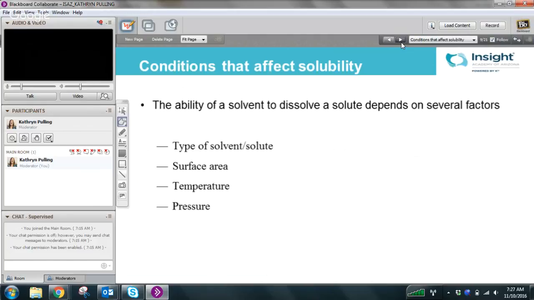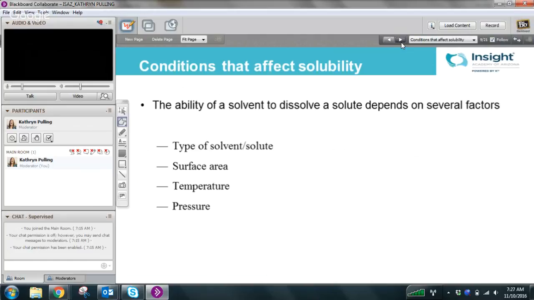So, conditions that affect solubility. Solubility is the ability to be soluble, right? So how well things dissolve. And this is affected by several different things. All right, so solvent, solute. Water has a certain amount of salt that it can dissolve. All right, and water also has a certain amount of sugar that it can dissolve. It could be different amounts for the salt and the sugar based on when you hit that supersaturated state. Okay, so depending on what you are using, that can affect how solubility works.